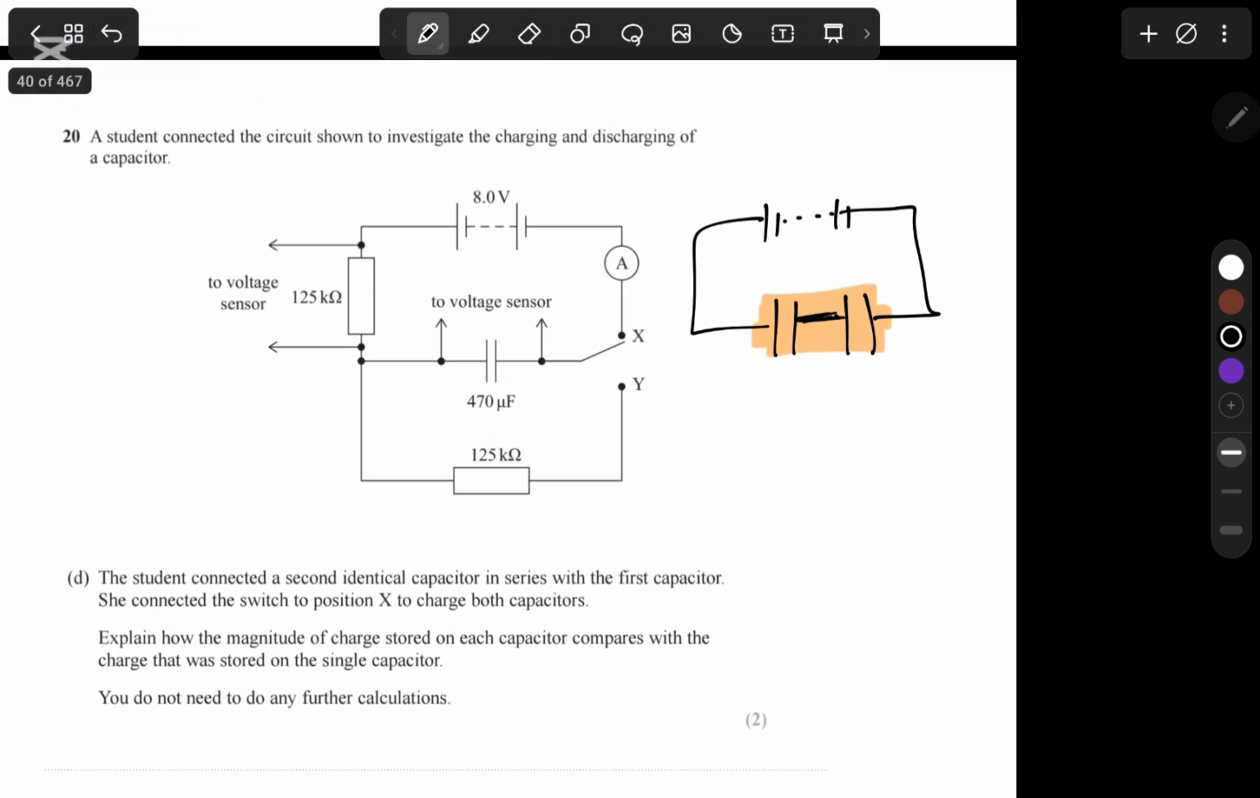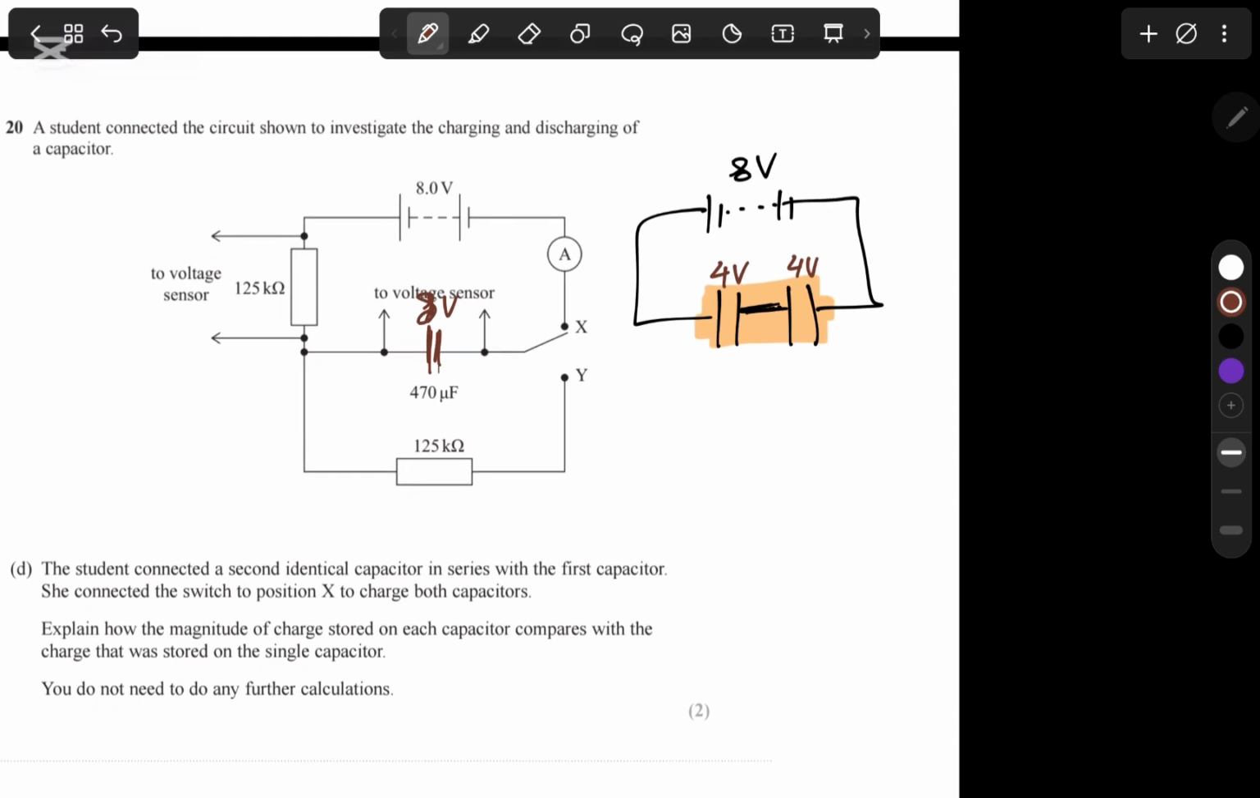Okay, so what's going to happen here is 8 volts is going to be split, 4 volts here, 4 volts here, and it's going to be split equally. So this is going to get half, this is going to get half, because both the capacitors are identical here. And on the other hand here, the capacitor is going to get all of the 8 volts, right? So we're going to take this capacitor over here and compare it with this capacitor over here. We're going to be comparing their charges, okay?